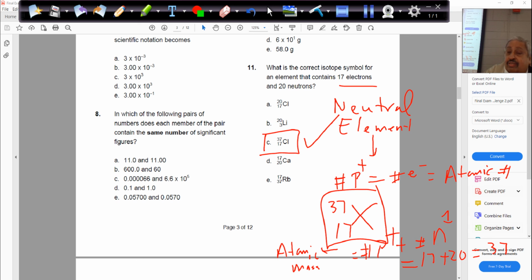The answer is correct. Are you following me here? Just analyzing the whole thing. Atomic number is the number of protons, or the number of electrons in a neutral element. Then atomic mass is the number of protons plus the number of neutrons. 17 protons and 20 neutrons, you add them up, 37, and the atomic mass at the top is always bigger than the atomic number.